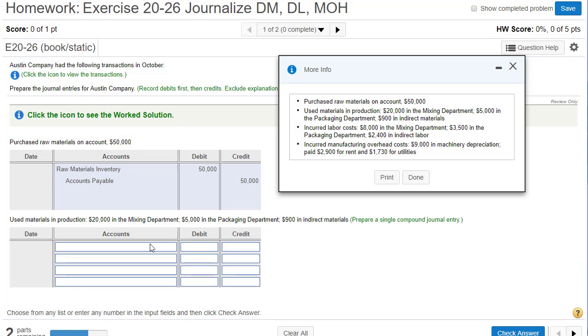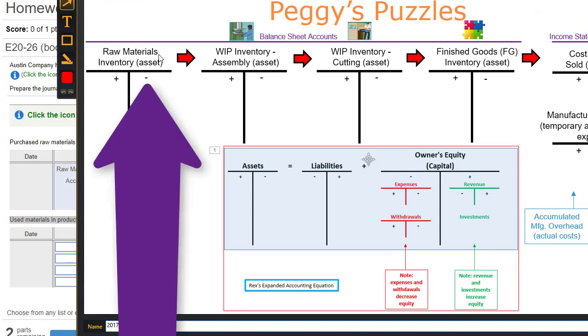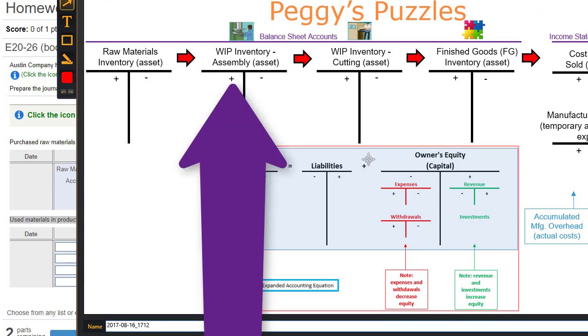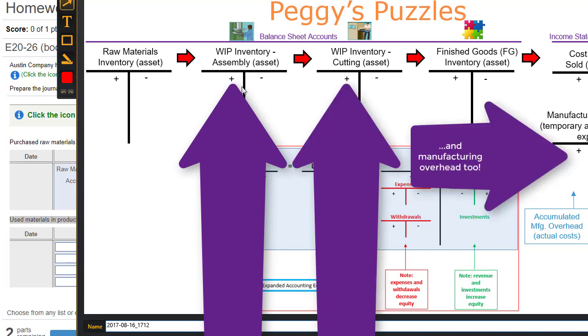Next. The company used materials in production, $20,000 in the mixing department, $5,000 in the packaging department, and $900 in indirect materials. So what's going on here? Really quick review. They are leaving the materials account, so we will credit that account, and they're going into these different types of work in process inventory accounts. And these increase on the debit side.